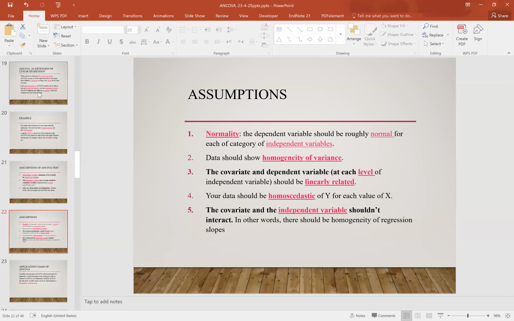The covariate and the independent variable shouldn't interact. In other words, they should show homogeneity of regression slopes.